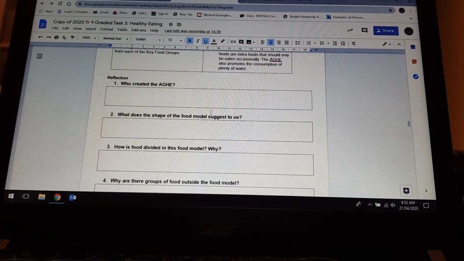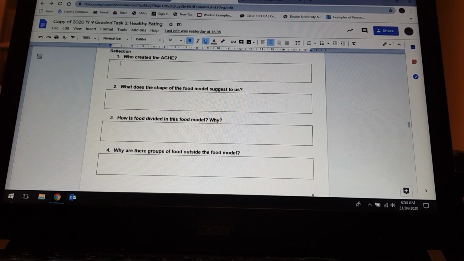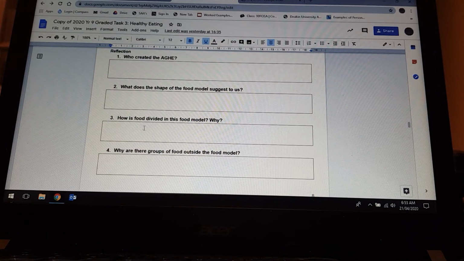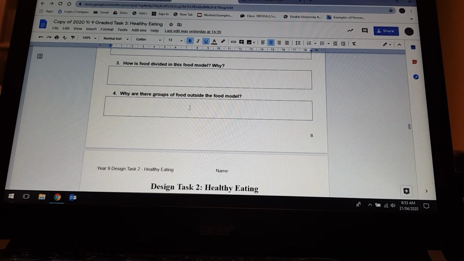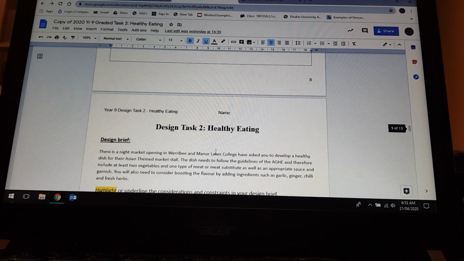Okay, time for reflection. Question 1, who created the AGHE? Question 2, what does the shape of the food model suggest to us? Question 3, how is food divided in this food model and why? Question 4, why are the groups of food outside of the food model? You have to answer those questions within the boxes provided.